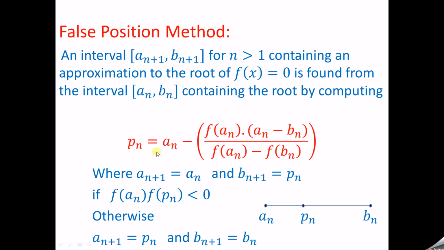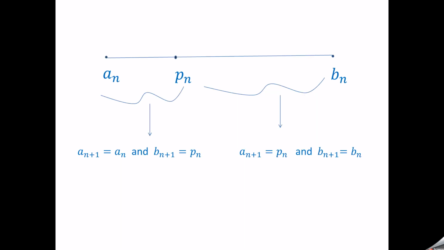So we get the formula from the secant method. After that, we check where the root lies, the root bracketing condition. This root bracketing condition we take from the bisection method. So this is a combination of the bisection method and secant method that gives the false position method. So let us see in detail how it works.